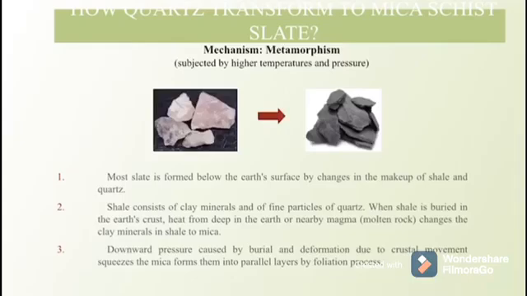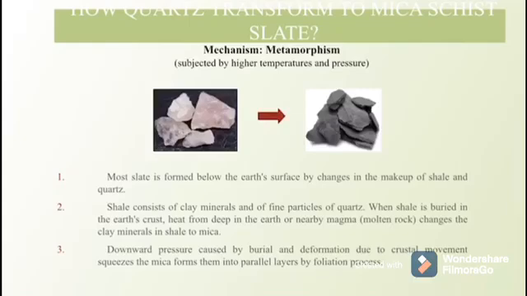So back to our slide. Most slate is formed below the Earth's surface by changes in the makeup of shale and quartz. At this point, we can see the relation between shale and quartz. So, as we already know about quartz, now we need to know about shale. Shale consists of clay minerals and fine particles of quartz. When shale is buried in the earth crust, heat from deep in the earth or nearby magma changes the clay minerals in shale to mica.